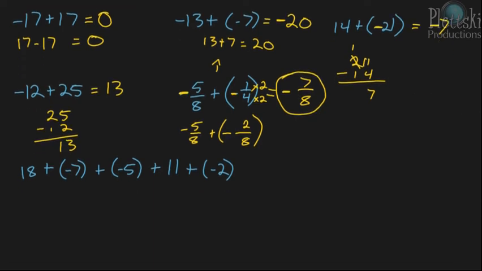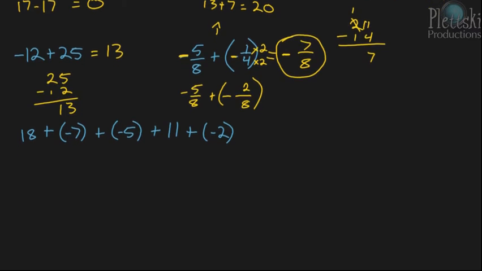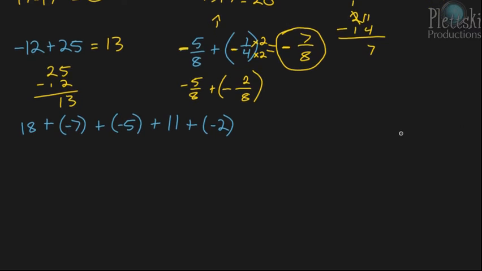Okay, this last example, we have a bunch of numbers. And one thing to keep in mind with rational numbers is when they're all added together, the commutative and the associative properties hold true for rational numbers. So we can rearrange these. We can group them and order them in any way we want. And one way to do that is to group all the positives together and group all the negatives together. So we can do that.